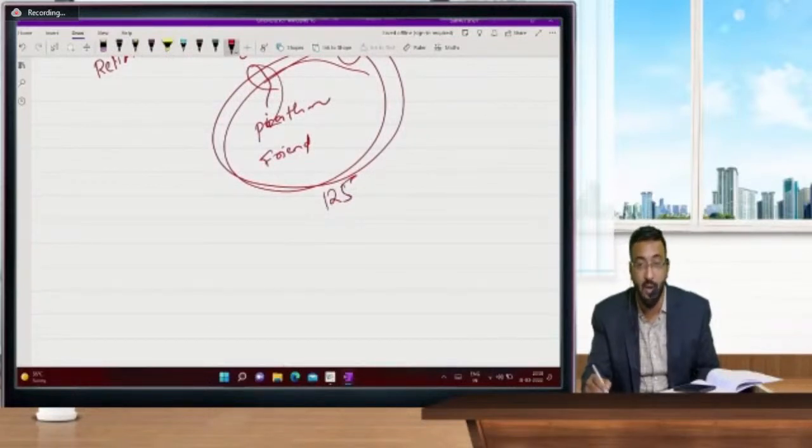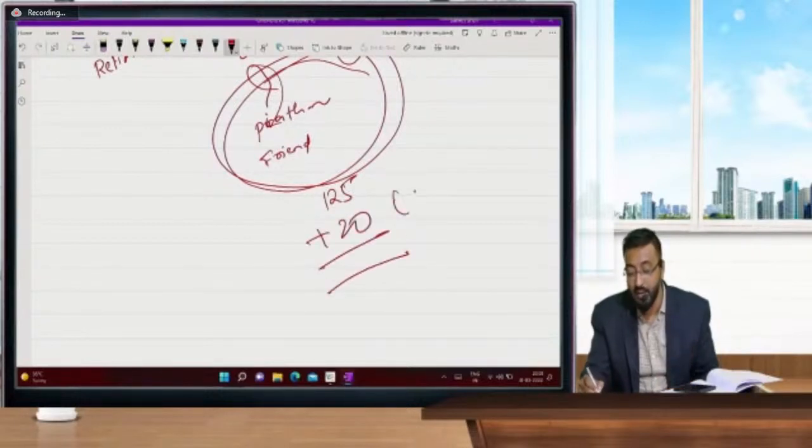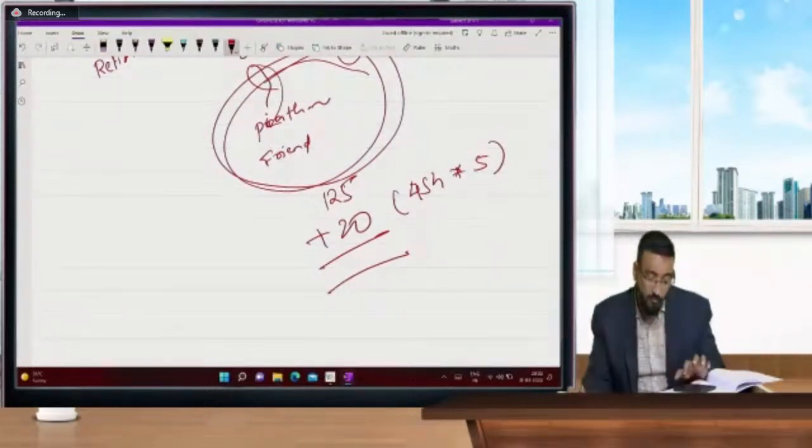He will pay 125. That is the right price. And he will pay to me 20 rupees. Why 20 rupees? Because I'm a shareholder of 4 shares. And for what? I'm losing 5 rupees per share. So that is the 5 rupees lost into 4 shares is 20 rupees. Very simple concept.